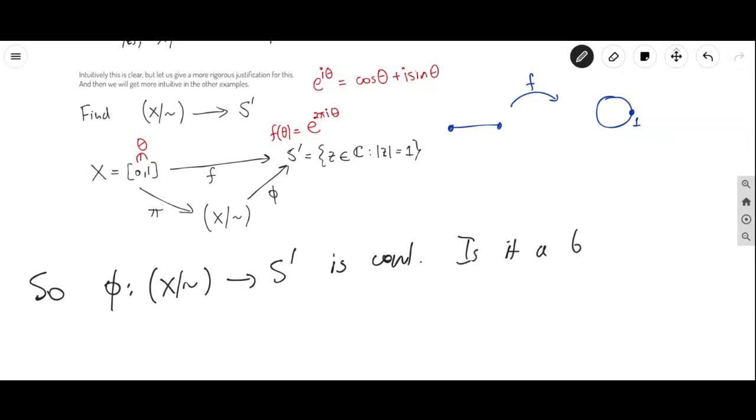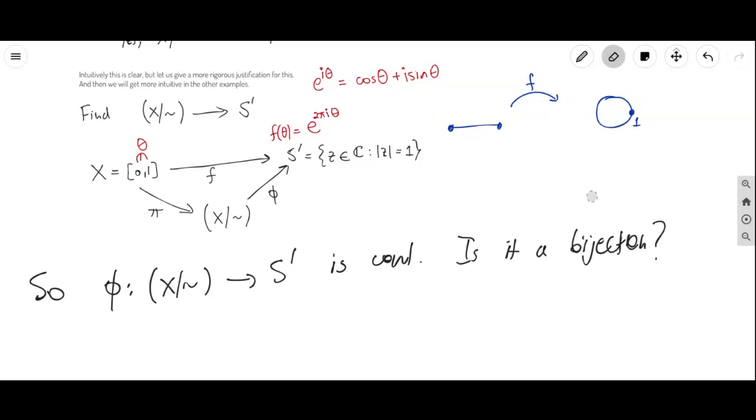Is it a bijection? And the answer is yes. Let me say it like this. It's a surjection, because any point on the circle can be written in the form e to the 2 pi i theta. So you can always find something in X that will get mapped to that point. Then you just project the point to its class, and that class gets mapped to S1. So any point on the circle can be obtained from a class. You can always find the class that gets mapped to the point. So it is surjective. Now the question is, is it injective?